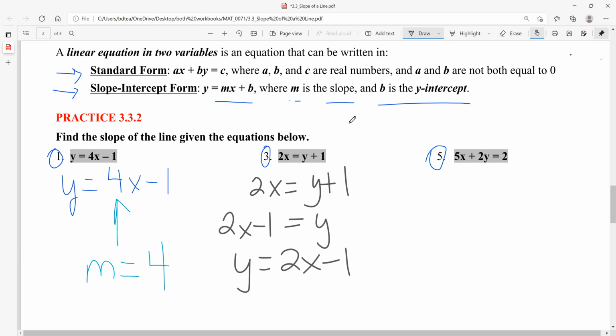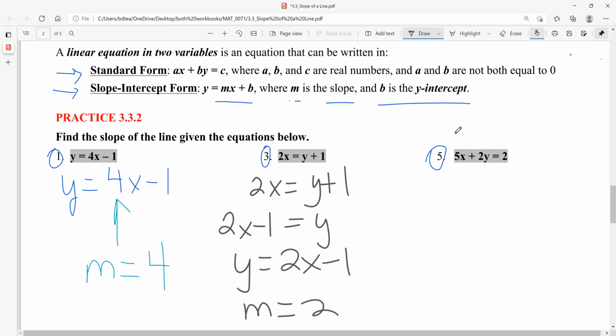Okay, so in this case, yes, the coefficient before the x is the slope. So the slope here equals 2, because this is y equals mx plus b. The coefficient here is your slope. -1 is the y-intercept.